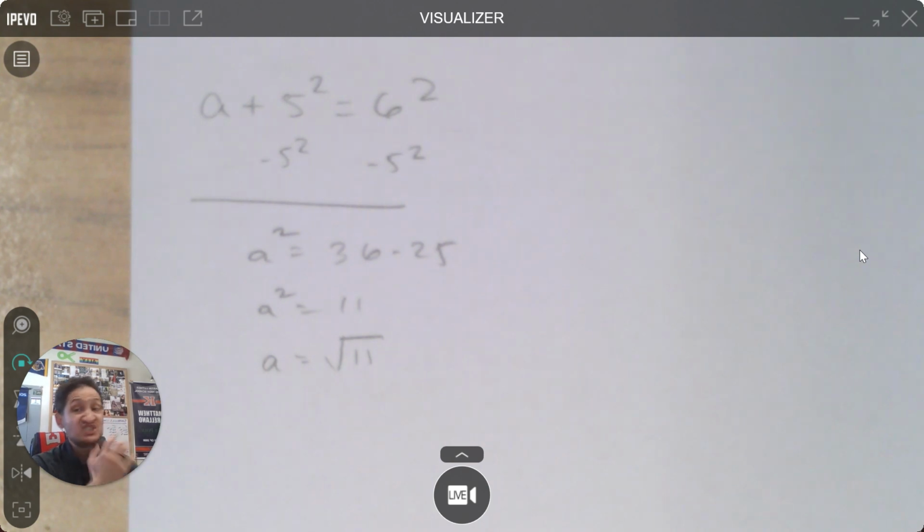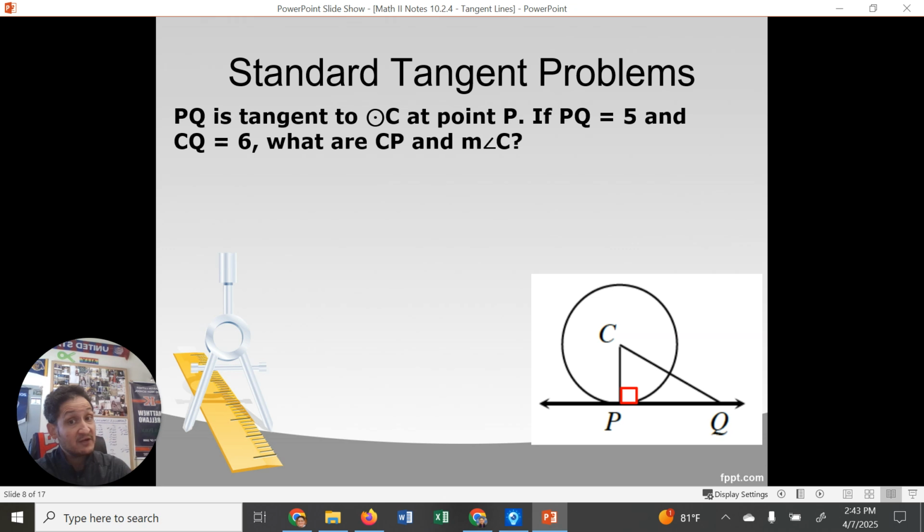Yay! It's just Pythagorean theorem. Sure, I might have to give simplest radical form. I could ask for a decimal approximation. Big deal. It's just a Pythagorean theorem problem. But then I could also ask for the measure of angle C. That's an acute angle.